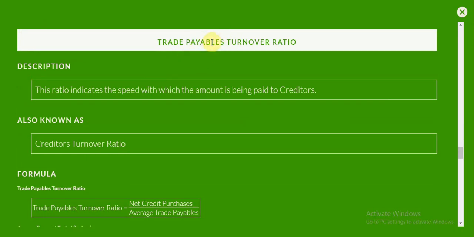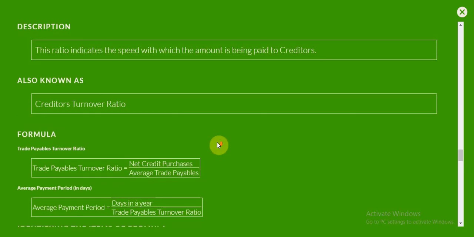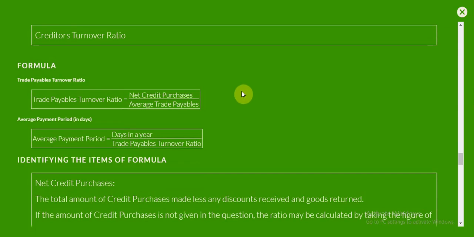This is very similar in fact to the trade receivables turnover ratio, friends. This ratio indicates the speed with which the amount is being paid to creditors. So this ratio says how quickly we are paying back cash to our creditors. This ratio is also called the creditors turnover ratio. So the number of times that is indicated by this ratio says the cycle from when we do a credit purchase to when we pay back the cash to the creditors.